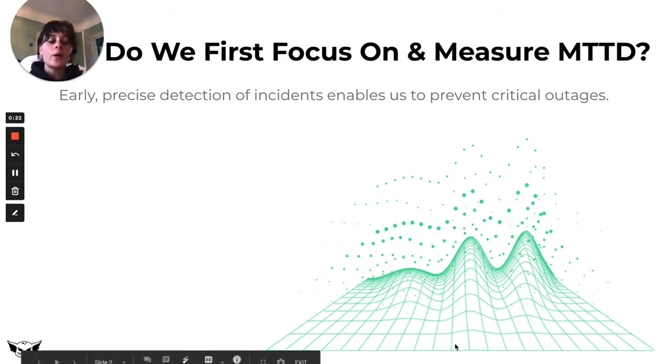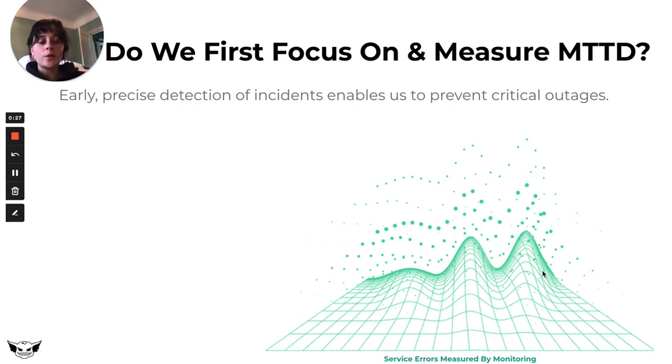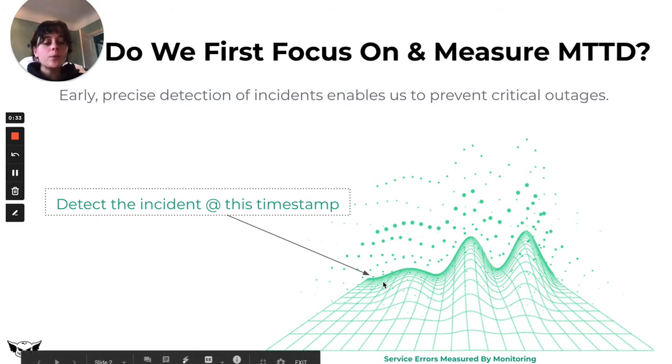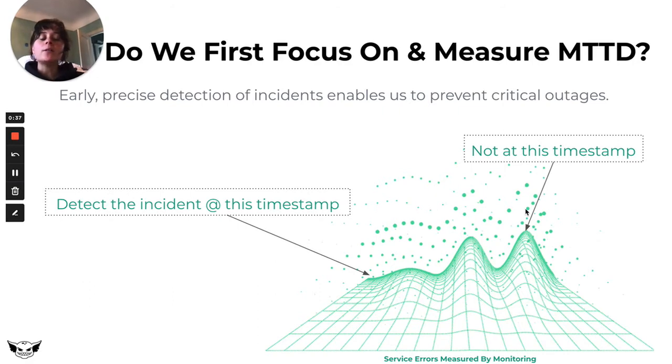Looking here at our graph in the bottom right corner, we've got a graph of service errors measured by our monitoring. We want to be able to detect an incident here when these service errors are still pretty low, rather than over here when they're already spiking up pretty high. You can tell that the incident's going to be pretty bad. The reason is we can find and fix a failure while it's still a Sev 4, rather than waiting to be notified of an incident ongoing in our environment and it becoming that Sev 0 critical failure.